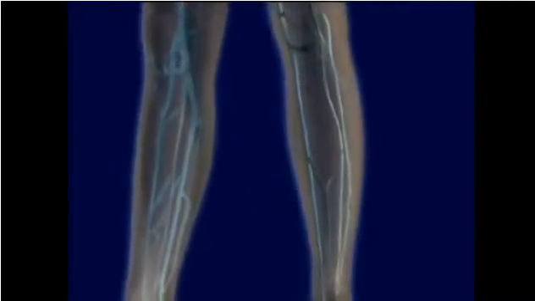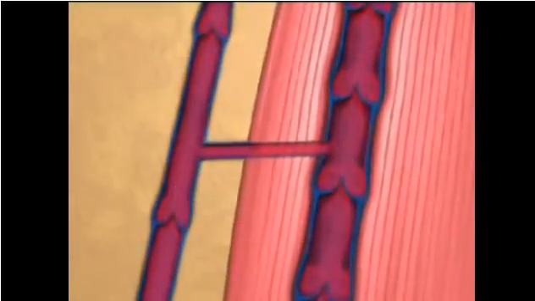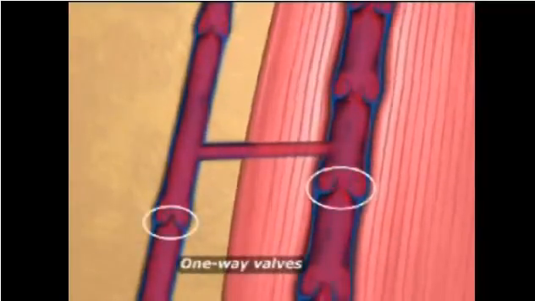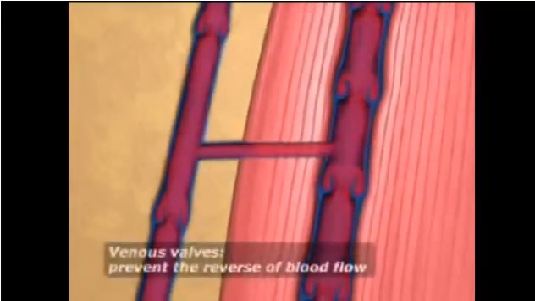Let's now travel into the venous system as we have never seen it before. The role of the venous system is to return the deoxygenated blood from the lower extremities to the heart. To counterbalance the effect of gravity, the veins of the legs are equipped with a series of one-way valves that prevent the return of blood flow toward the feet.